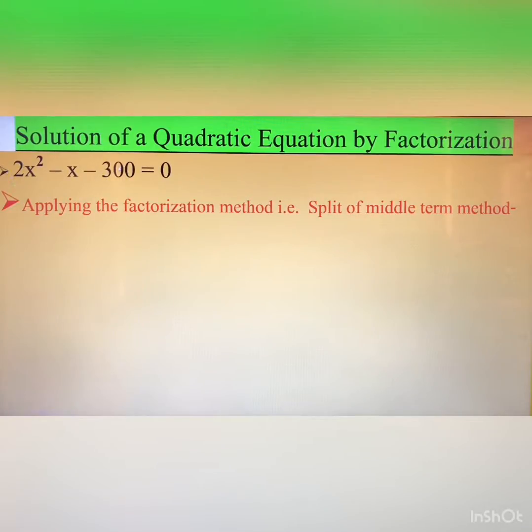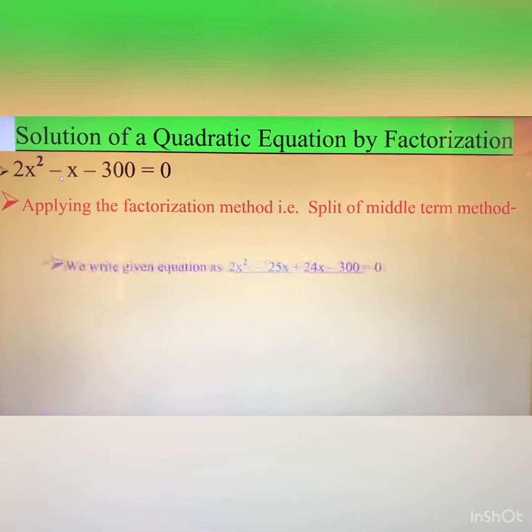So you will get the multiplication, that is the product of minus 300 and 2, that is minus 600. And this negative sign indicates that you will get the middle term by the subtraction of two factors of 600. So we will find the factors of 600 such that the difference of both factors would be 1. Why 1? Because the coefficient of the middle term is 1.